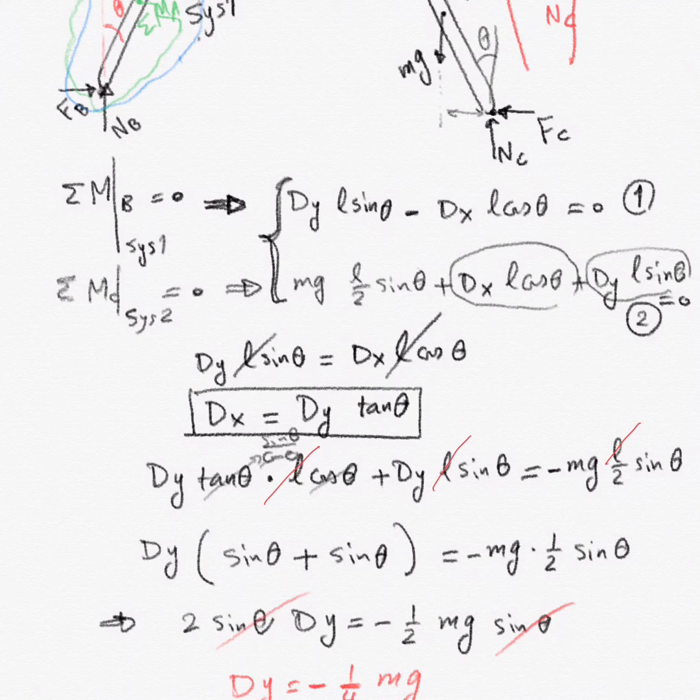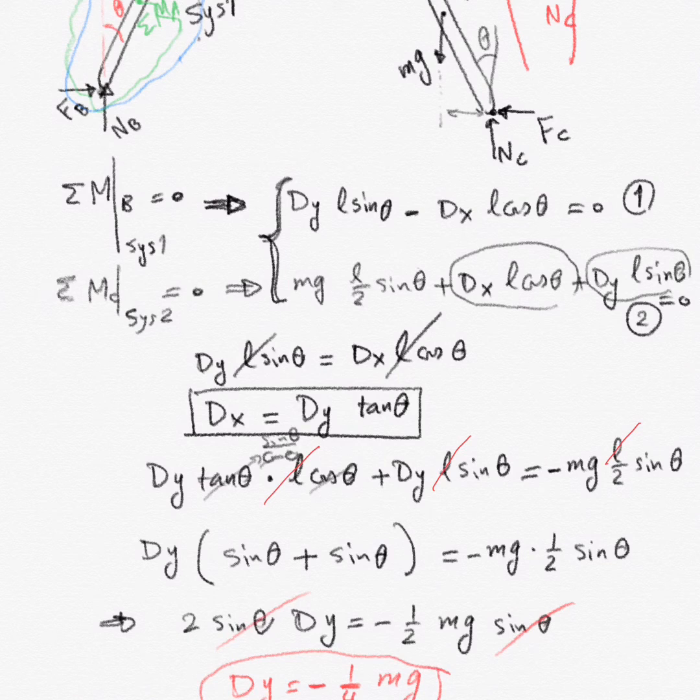Usually because of symmetry, you see the structure is symmetrical. You cancel out some and you get some data that are theta independent. So if you get rid of sine theta here, you divide both sides by 2, so you get dy is negative 1/4 mg.